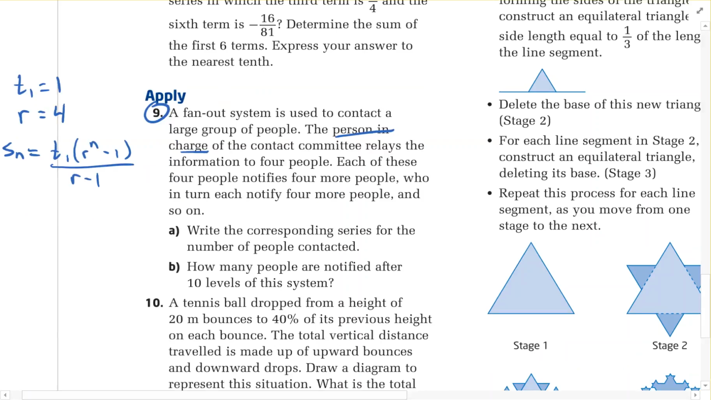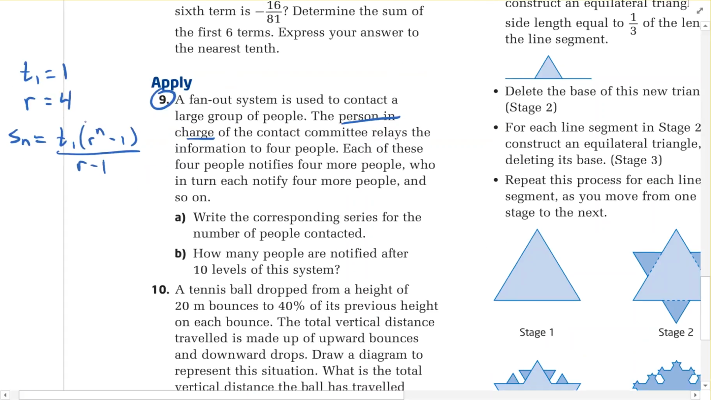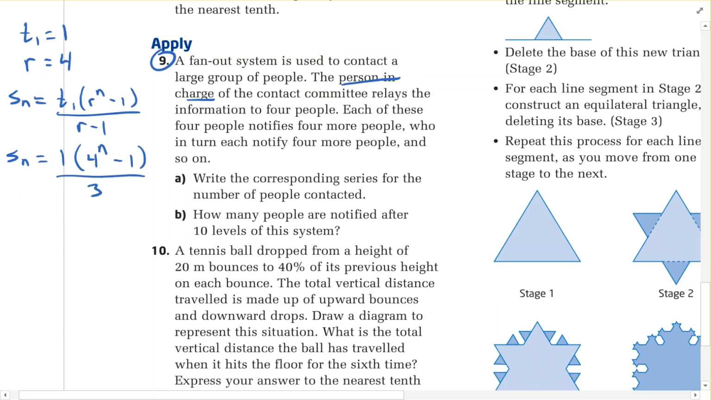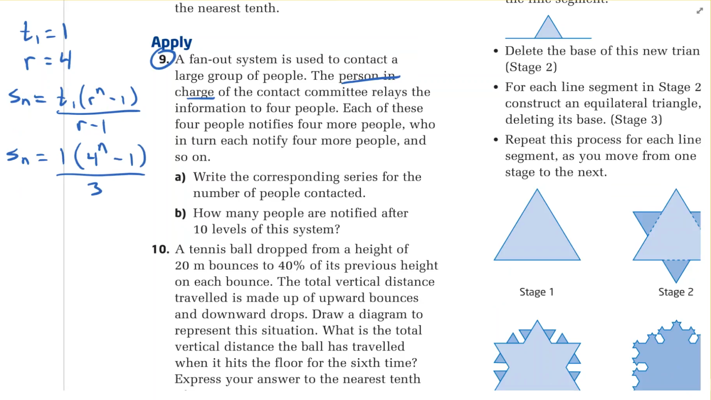Okay, so now that we know that, let's just fill in what we know. So let's write this as Sn is going to be T1, which we said was 1, times R, which was 4, so 4 to the n minus 1, all over 4 minus 1, which is 3. So yeah, that's really just it. So this would be the general term.